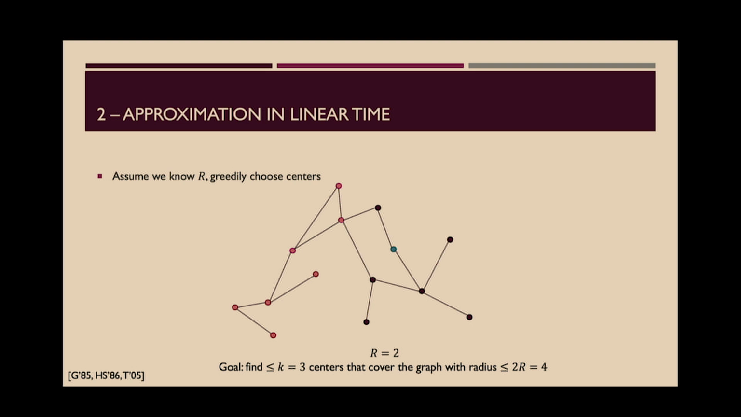Now we pick another arbitrary node and assign to its cluster everything that's within distance 2r. After at most k steps, we will have covered the entire graph within distance 2r of these nodes that we picked for our centers. We had to repeat this k times, and each time we did a linear search, so we get a runtime that's basically linear, with a k factor. We can even get rid of this k factor if we allow for a 2 plus epsilon approximation. But in not just polynomial, but linear time, we can get a 2 approximation to this problem.